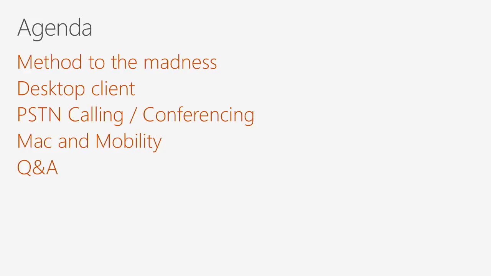So we'll talk about the desktop client. We'll talk about PSTN calling and PSTN conferencing in online. We're not going to talk a ton about troubleshooting on-premises server. Pretty much it hasn't changed since LCS 2005, so it's been pretty stagnant for about 8 years, 10 years on how to troubleshoot server. We've evolved things like the logging and things like that.